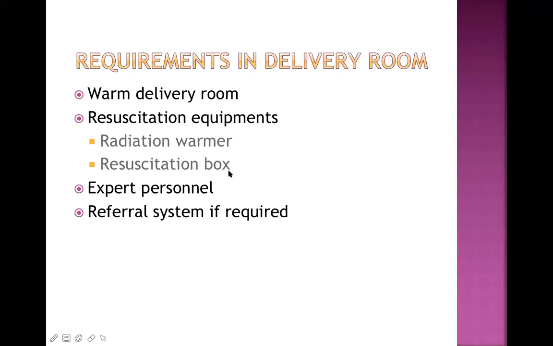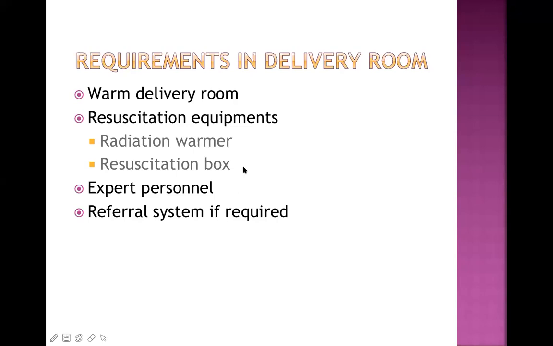Resuscitation box, there's no need of any discussion. It has to be there. Who knows which baby needs resuscitation, isn't it? If it is not there, and the baby needs it, then there is no time to go and find it. Every minute, every second is important there. So it should be ready in the delivery room.